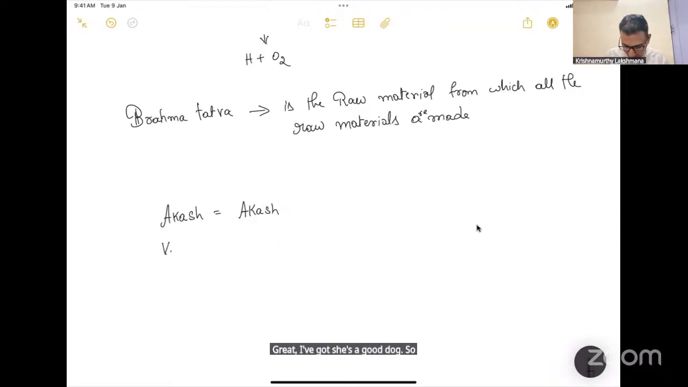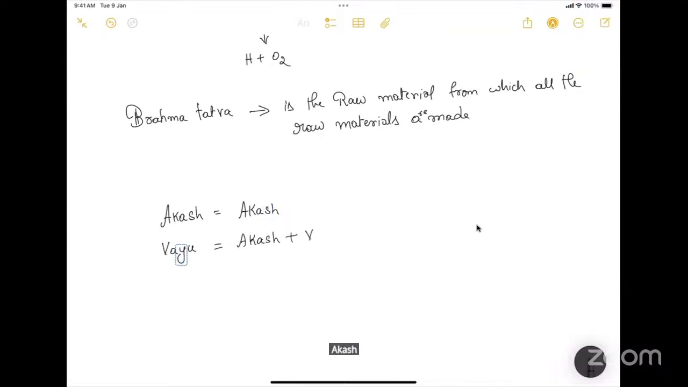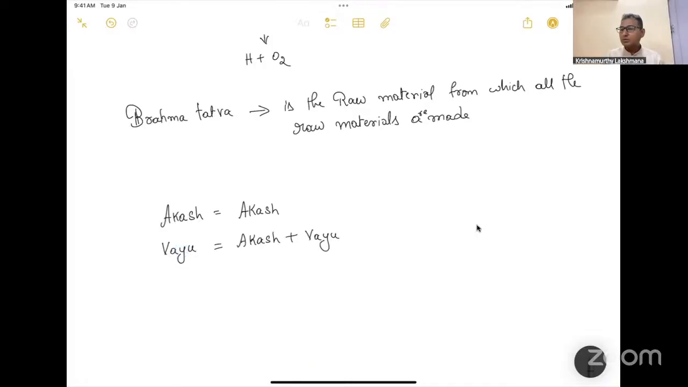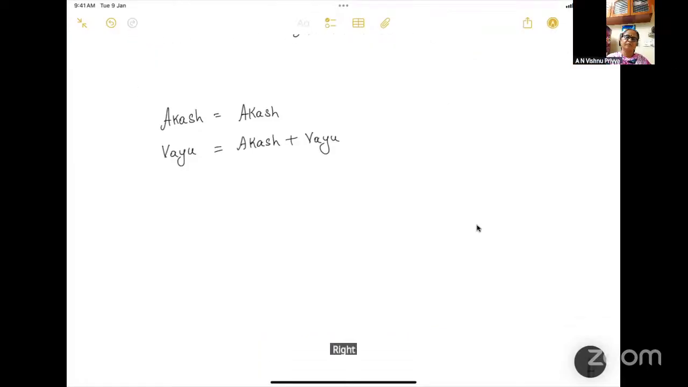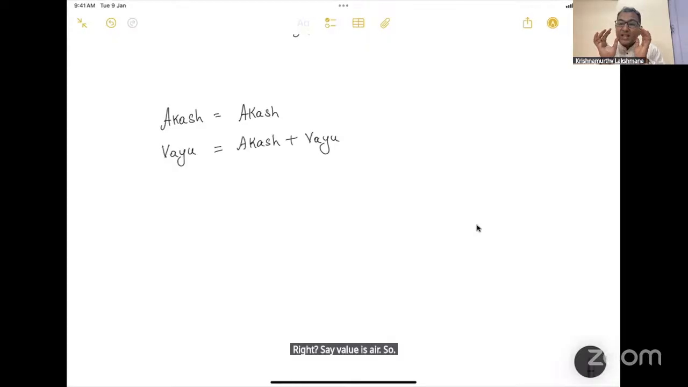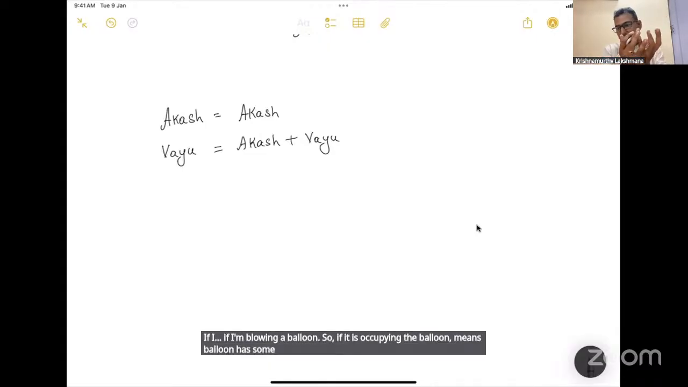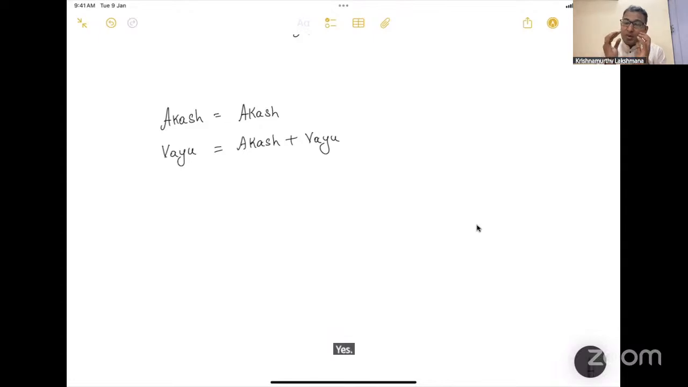So next, Vayu is equal to Akash plus Vayu. Can I say this, sir? Right? Vayu is air. If the air has to exist, it will exist in a space, right? It will take some space. If I am blowing a balloon, it is occupying the balloon, meaning the balloon has some space. Can you imagine that air existing without space?